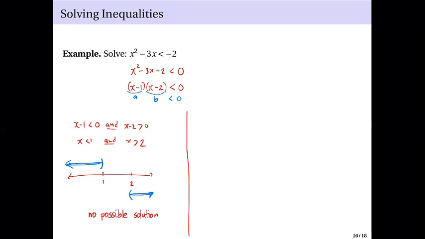Okay, so for the other case, we'll have x minus 1 greater than 0 and x minus 2 less than 0. So this is positive, this is negative. If you multiply them, you'll get negative, right? But this means your x must be greater than 1 and here, your x must be less than 2.